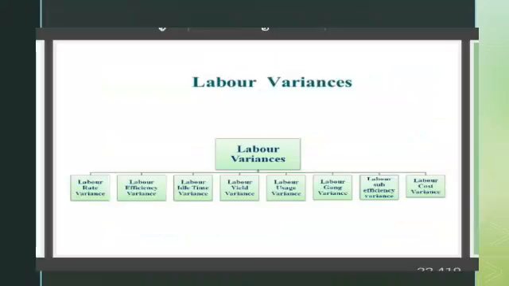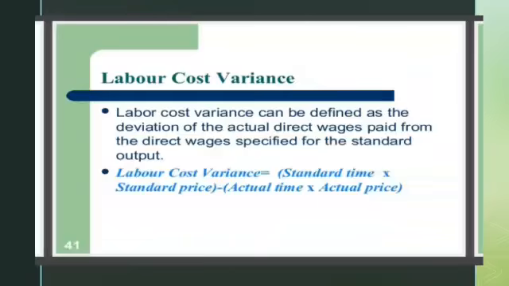Labor variances. Labor cost variance. According to ICMA terminology, direct labor cost variance is defined as the difference between the standard direct wages specified for the production achieved, whether completed or not, and the actual direct wages incurred. Labor cost variance is equal to standard time into standard price minus actual time into actual price.